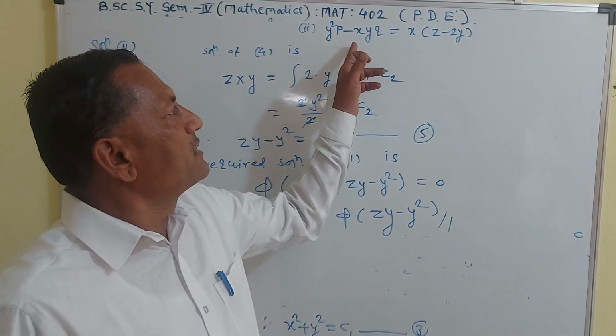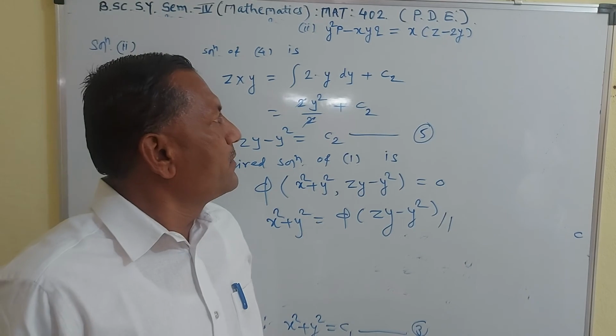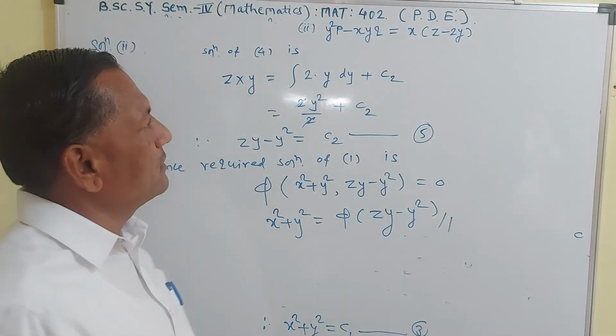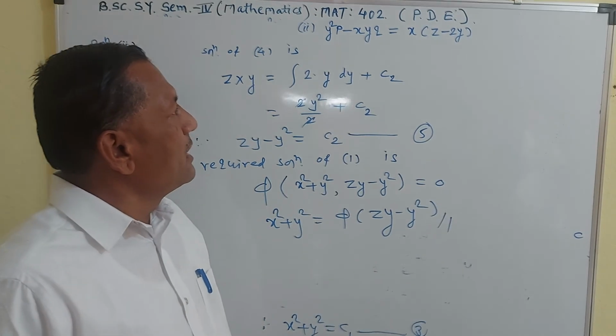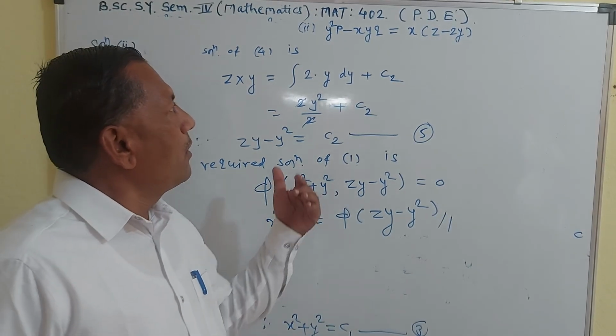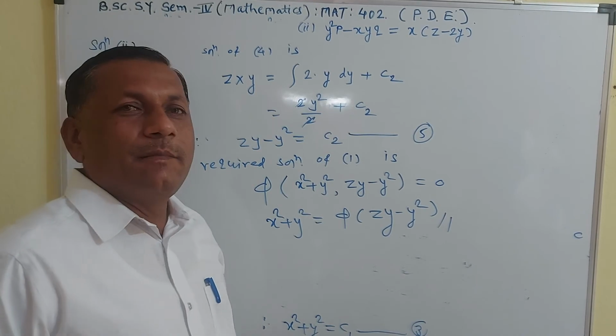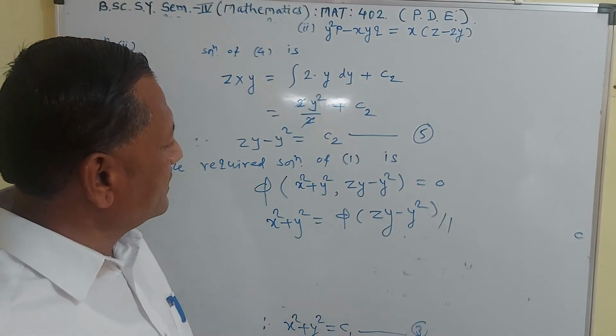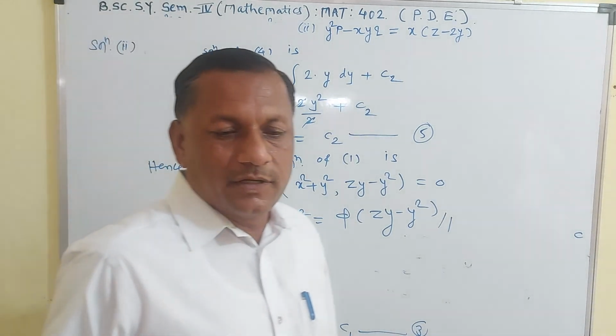That partial differential equation is of the form Pp + Qq = R. By the grouping method you find the solution of that partial differential equation. In the next lecture we will see that the equation can be solved by the multiplier method, so using the multiplier method you find its general solution. So we stop here. Thank you.